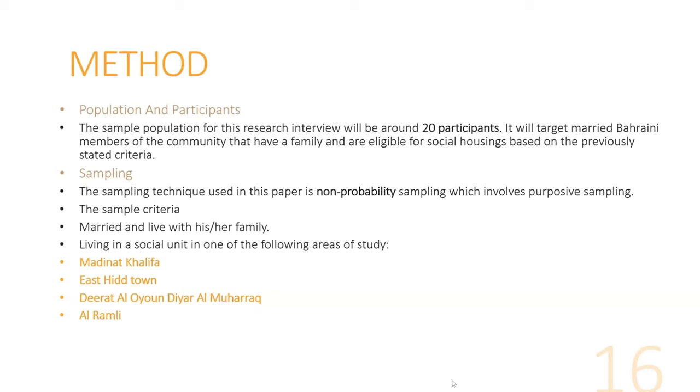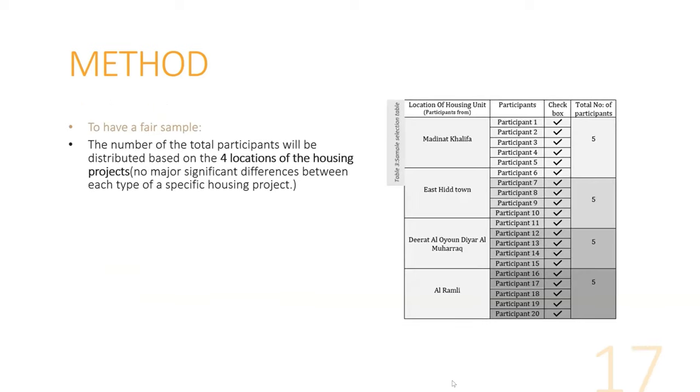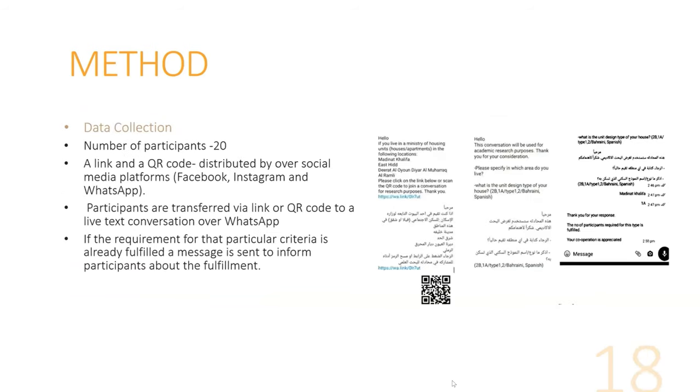The sampling used is non-probability sampling. To have a fair sample, 5 participants from each of 4 different locations of the housing projects were selected. The data was collected using a link and a QR code distributed over social media platforms, and participants with the eligible criteria scanned the code and were interviewed.